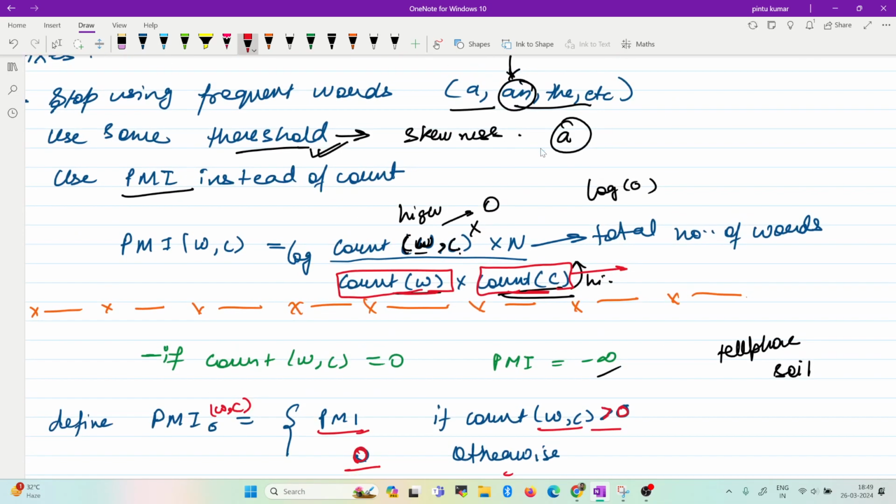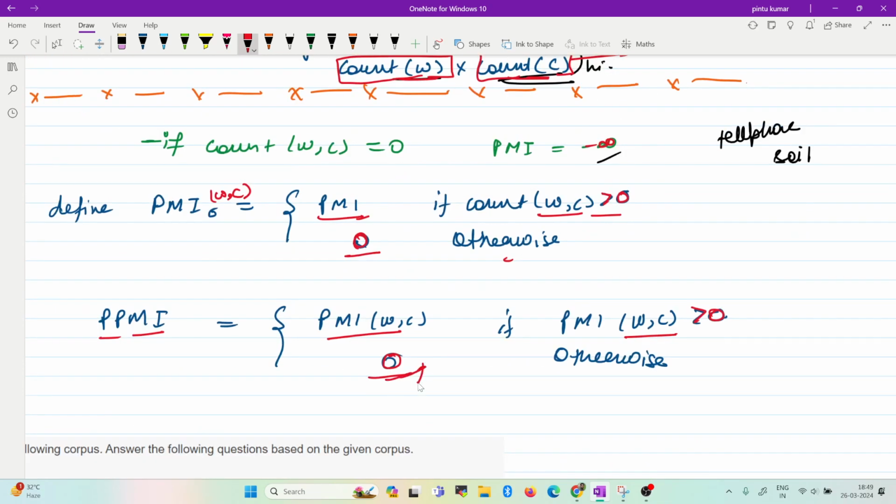So the case where your count is 0 and we assume that PMI is minus infinity will fall into the second category, and we'll define this PMI to be 0. So everywhere we will take our PMI greater than or equal to 0. That's why it is called positive PMI.